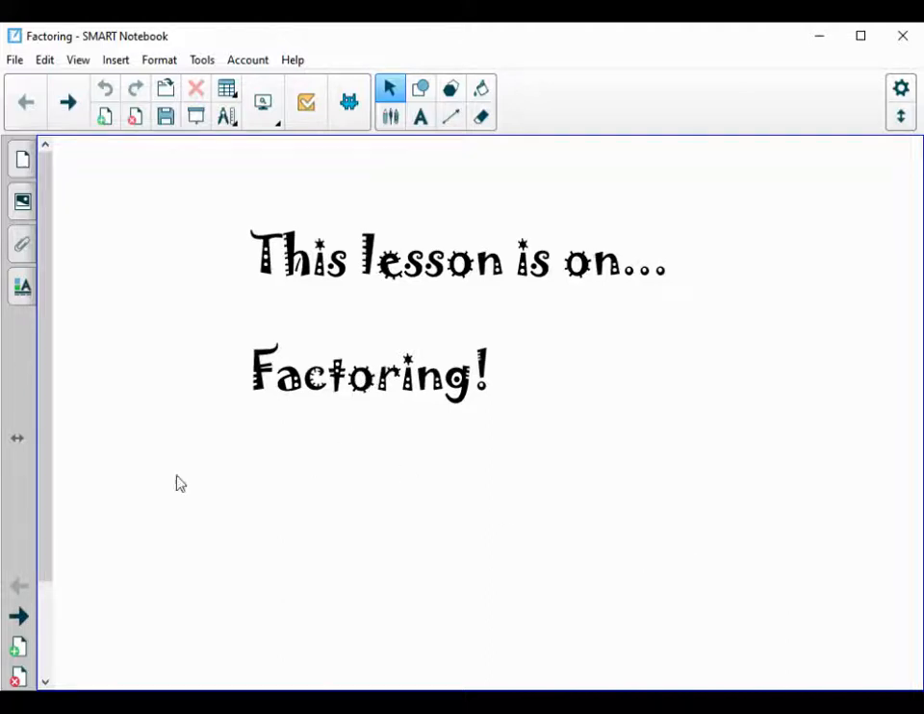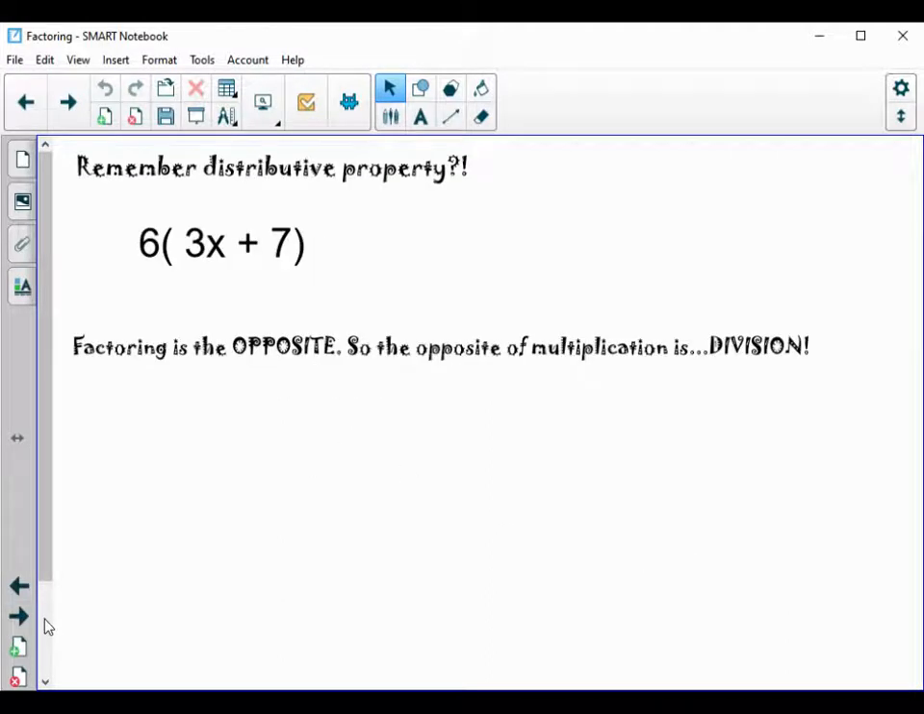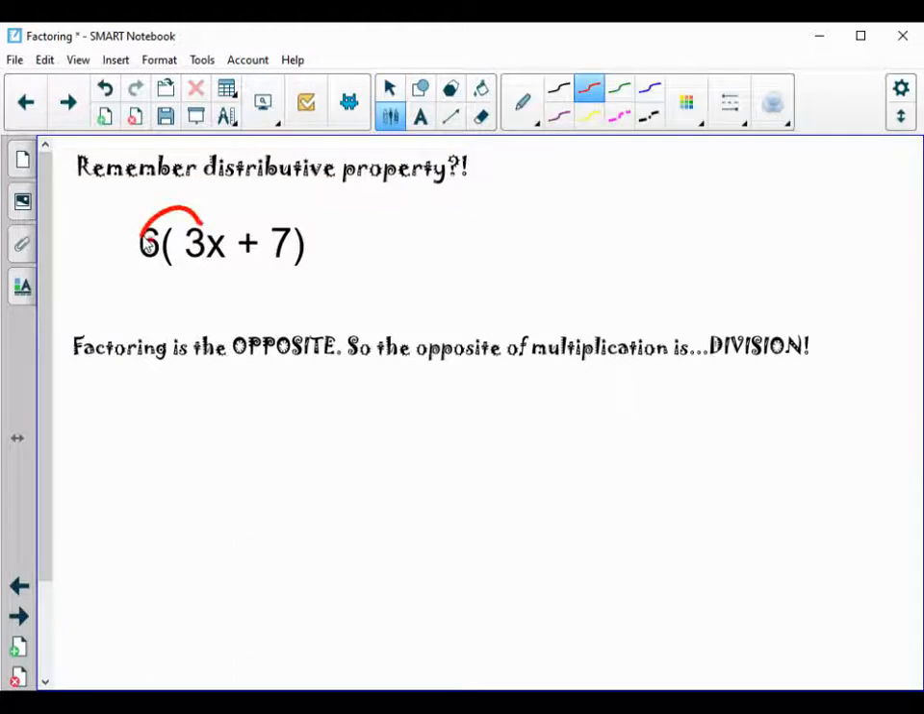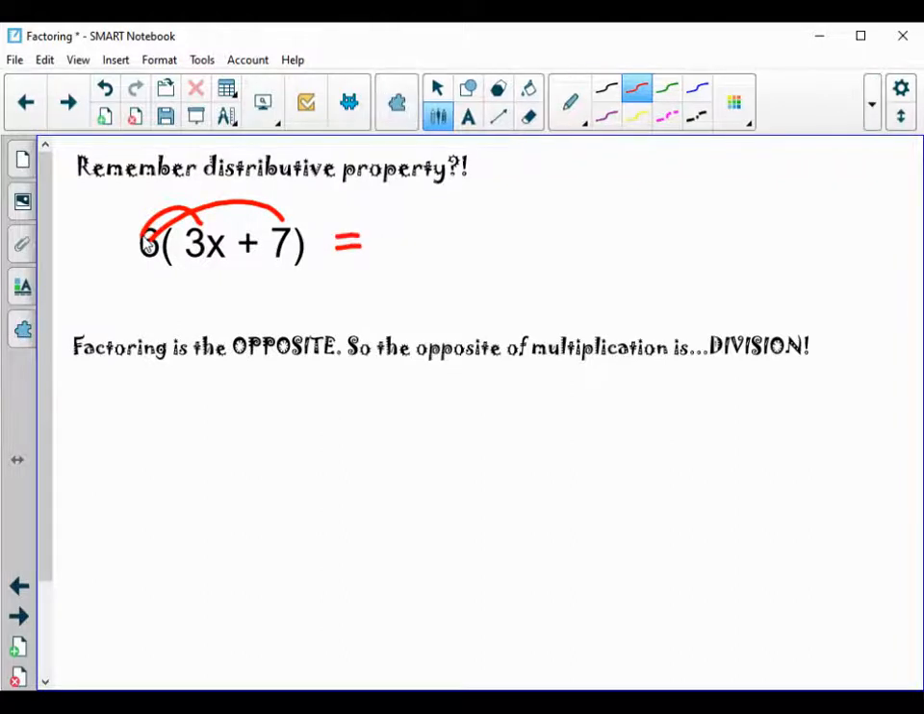Lesson is on factoring. So remember the distributive property. The distributive property is when you multiply the outside number to everything on the inside. So I multiply 6 to 3 and 6 to 7. So this is a positive 6 and a positive 3. That's going to be a positive 18x. And this is a positive 6 and a positive 7. So that's going to be a positive 42.